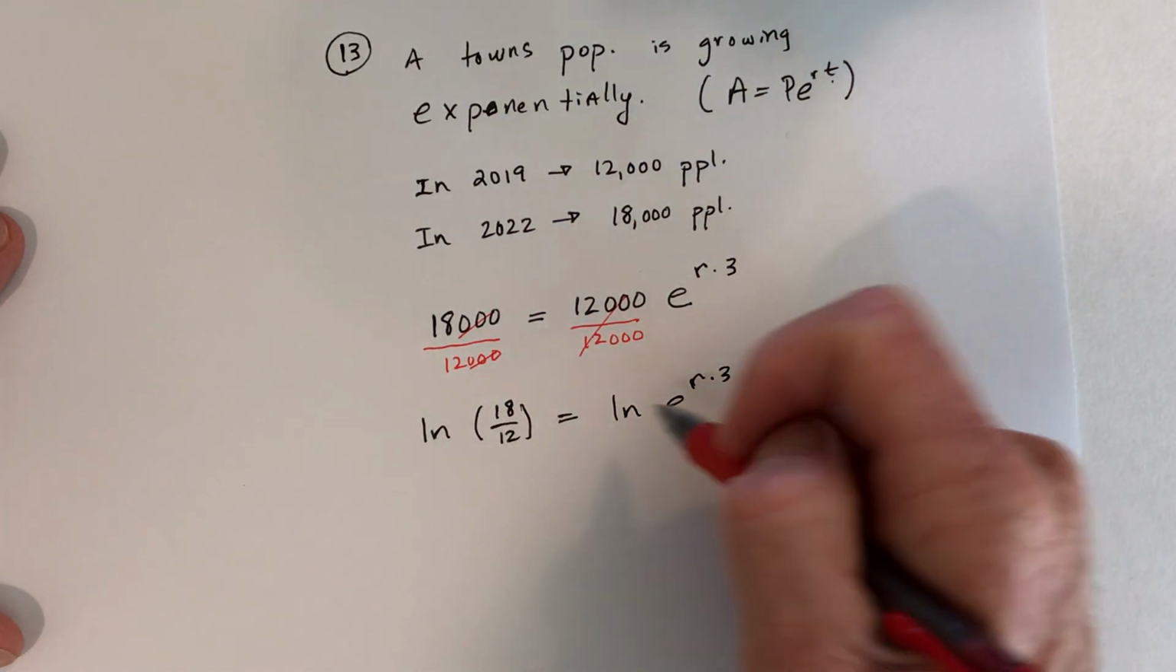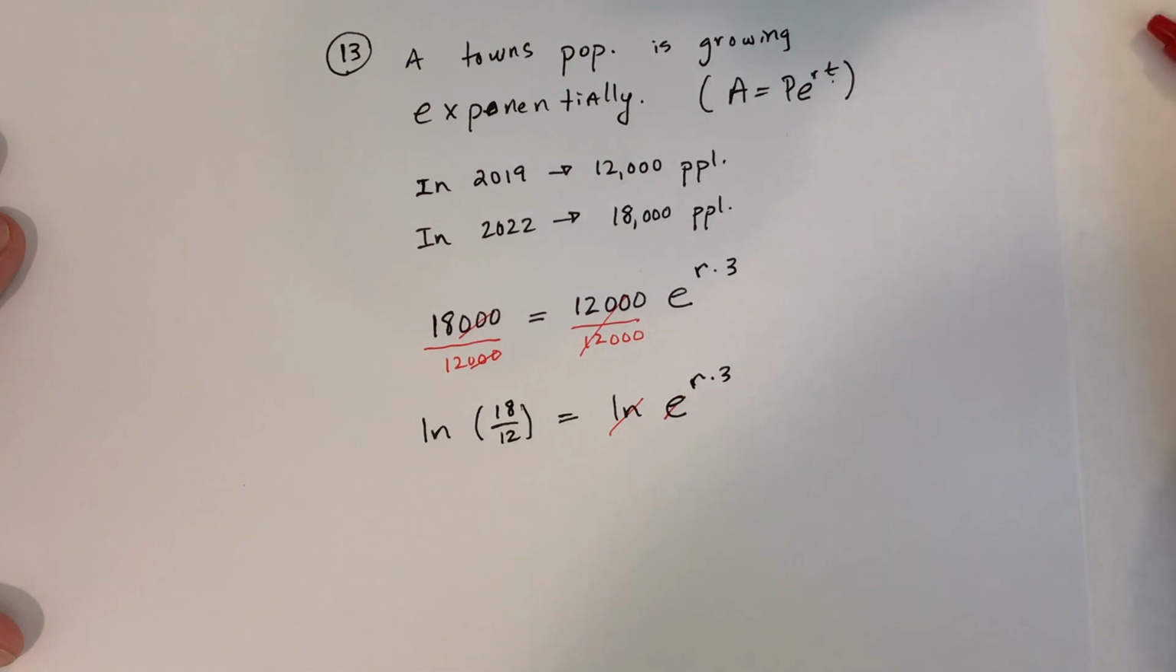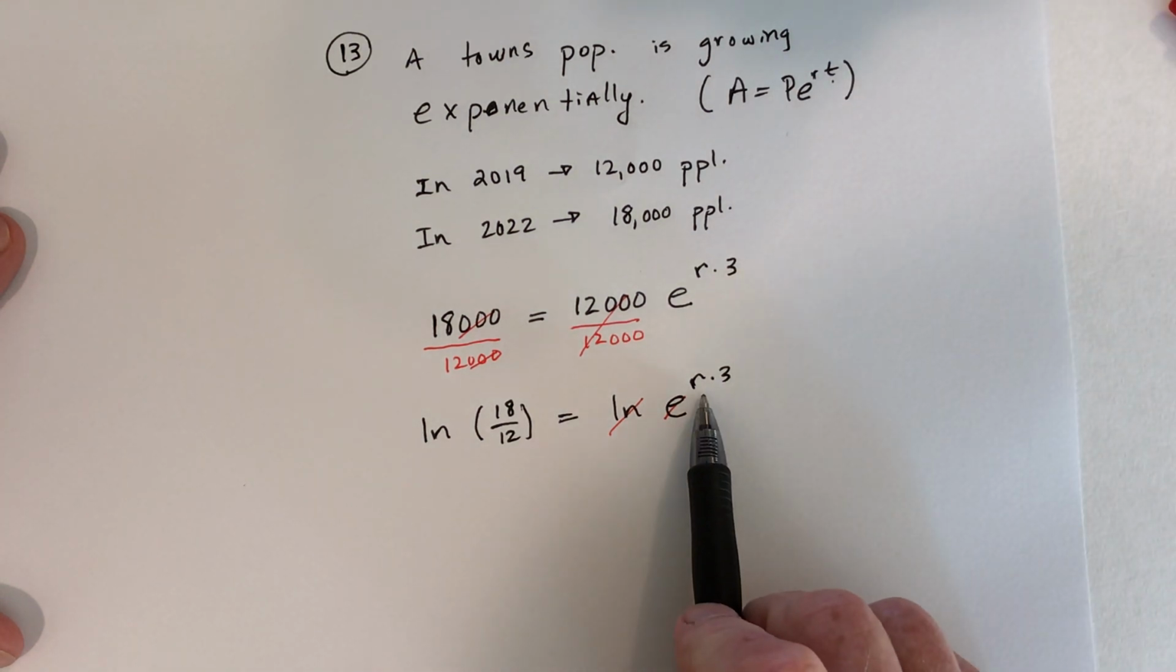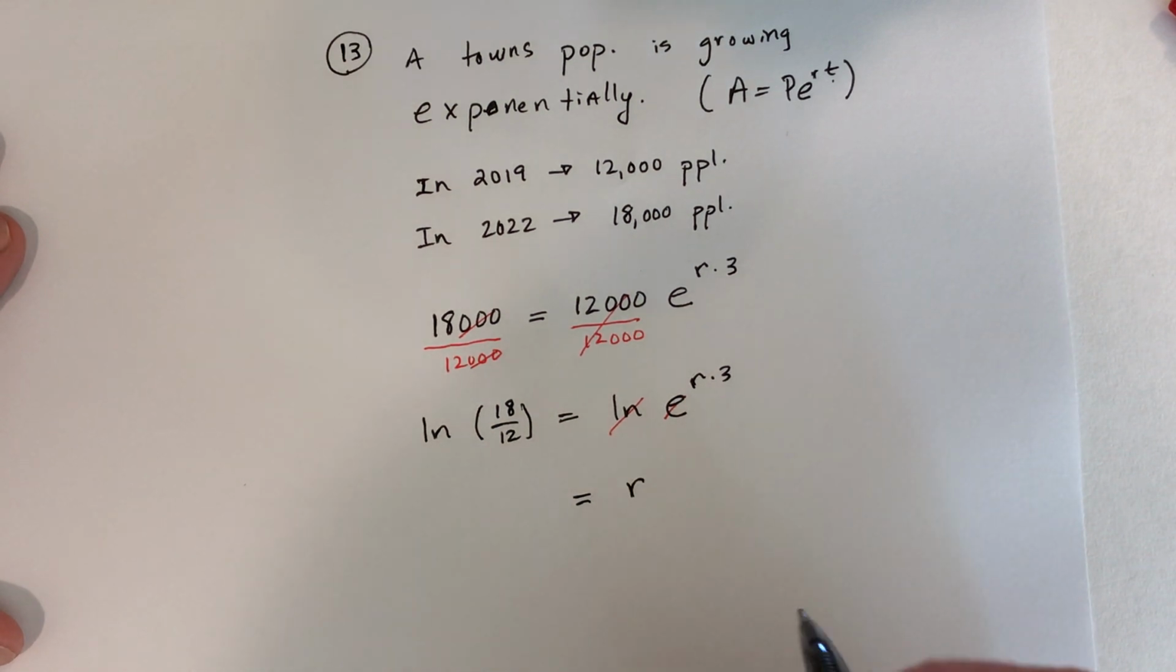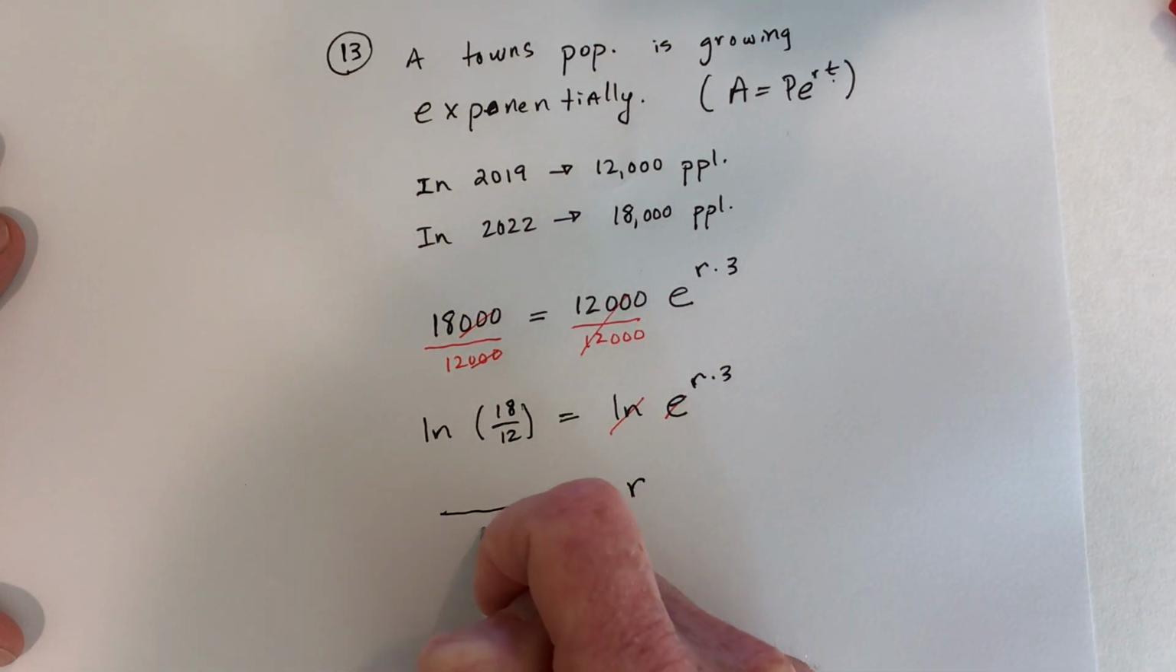And then the good news is that the natural log and the e cancel each other out. So on this side, all that's left is the r times 3. And then in order to solve for r, just divide both sides by 3.